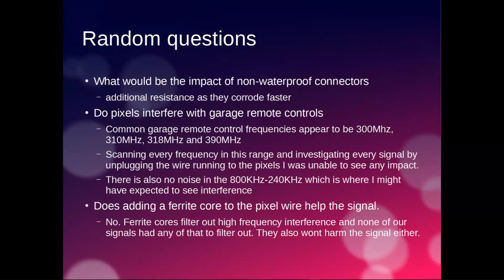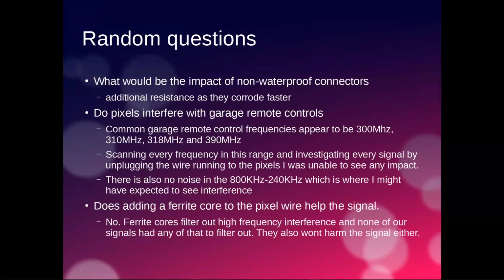Do pixels interfere with garage remote controls? I ran a fair bit of testing on this. Unfortunately, I was just running a single string of pixels at the end of a long piece of wire. I hooked up my software-defined radio, which basically lets me see the electromagnetic spectrum, to see if there's any interference going on. I tested the frequencies I would have expected to see interference on, around 800 to 2400 kilohertz, which is the switching frequency of that signal along that wire. If that wire was acting as an antenna, I figured maybe I'd be able to see something there.